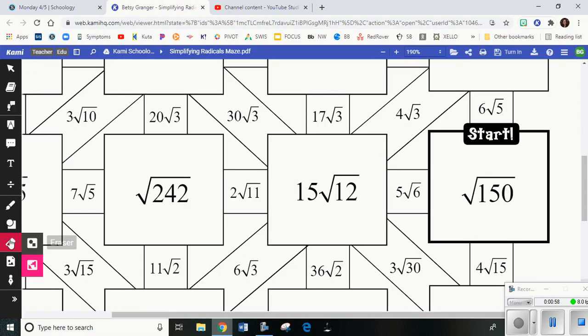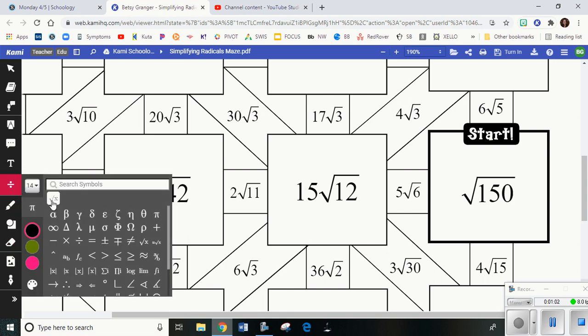So what I found is 25 is the perfect square that goes into 150, or 150 is divisible by 25, and it's 25 times 6, or 150 divided by 25 is 6.